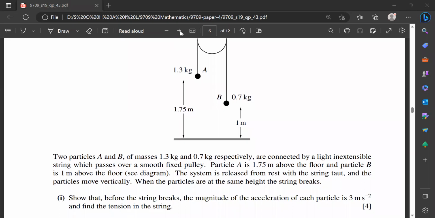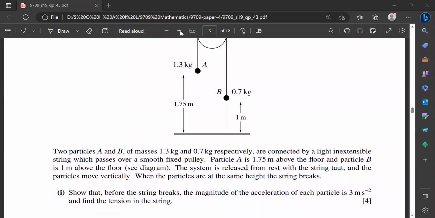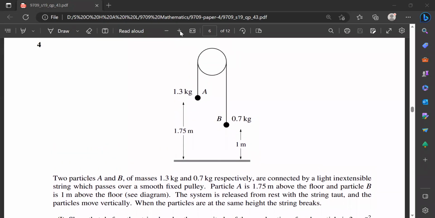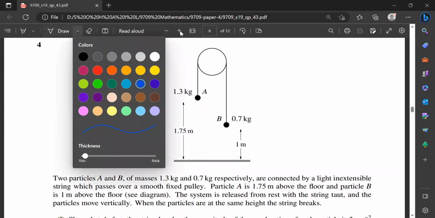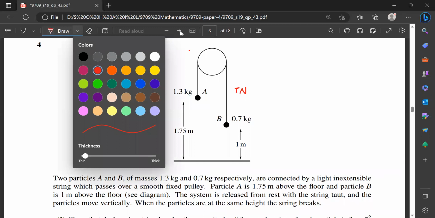When the particles are at the same height, the string breaks. Show that before the string breaks, the magnitude of the acceleration of each particle is 3 meters per second square, and find the tension in the string. In this case, the pulley is smooth, so the tension throughout the string would be the same. So the tension is T newtons.